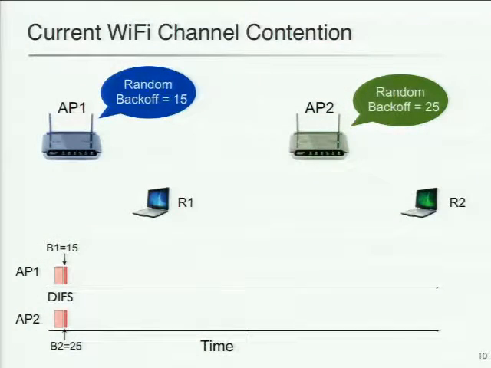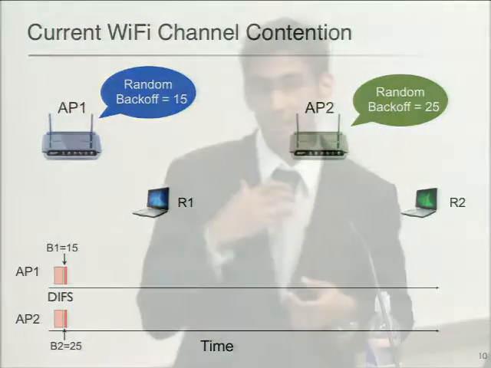Wi-Fi implements a scheme called randomized backoff. And the idea is that I'll select some random number and you will select some random number, and whoever has the lowest random number will win the contention. And let's see how that works in this example. Let's say AP1 has selected a random backoff value of 15, and AP2 has selected a random backoff value of 25. Now observe that these access points know what random numbers they have chosen, but at this point they do not know the random numbers of other access points.